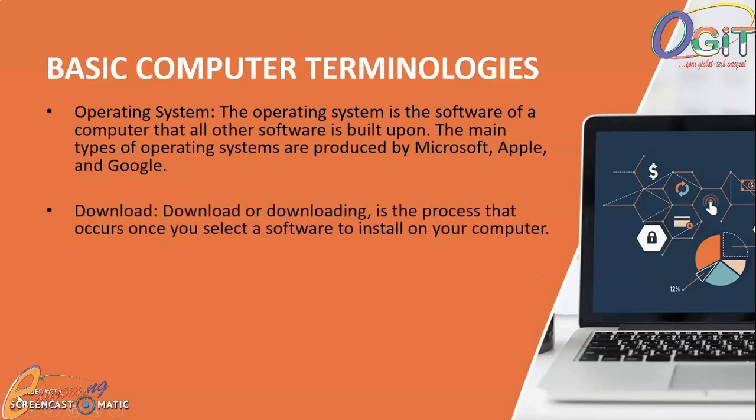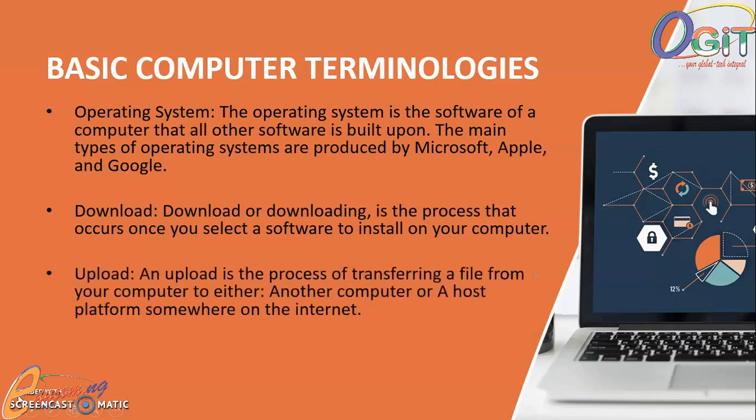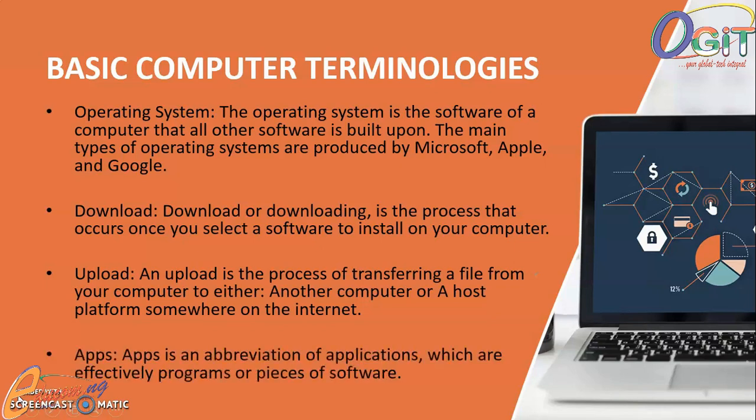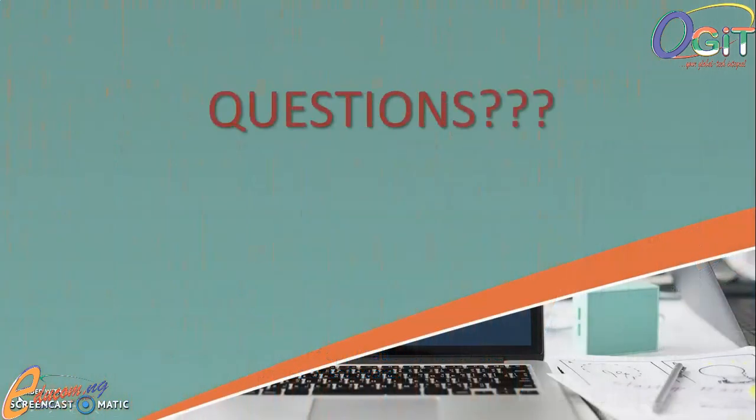Download, or downloading as the case may be, is the process that occurs when you select a software to install on your computer, while an upload, on the other hand, is the process of transferring a file from your own computer either to another one or a host platform somewhere on the internet. Apps is an abbreviation of applications, which are effectively programs or pieces of software.